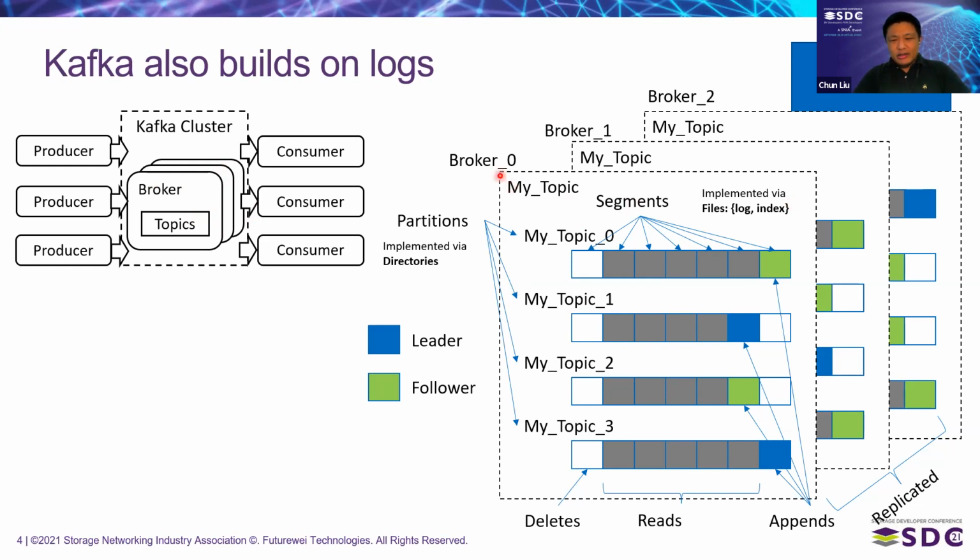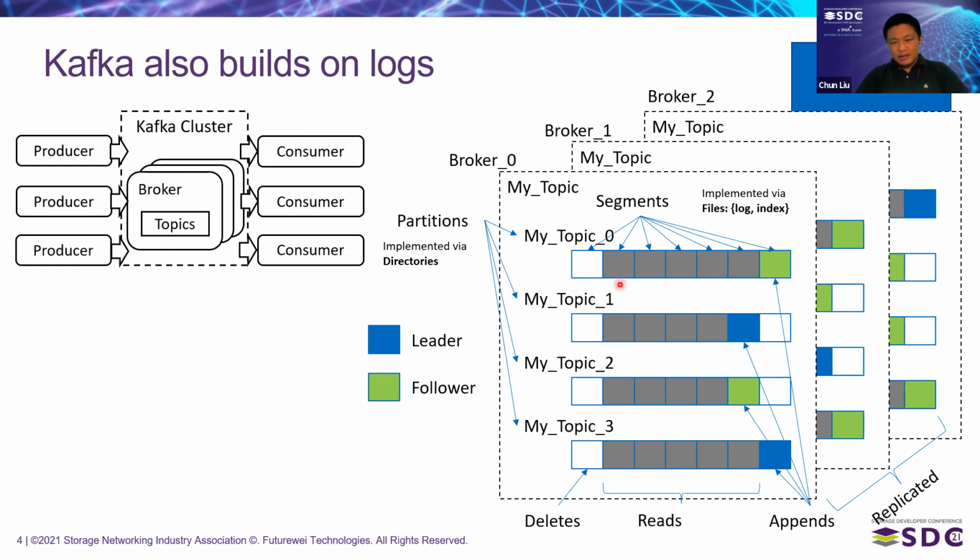It's replicated onto 3 brokers: broker 0, broker 1, and broker 2. Each broker will partition the topic into subtopics like my topic 0, my topic 1. Those are typically implemented using directories. Each partition is a log of events. The log of events is further sliced into segments. Those are implemented using files.